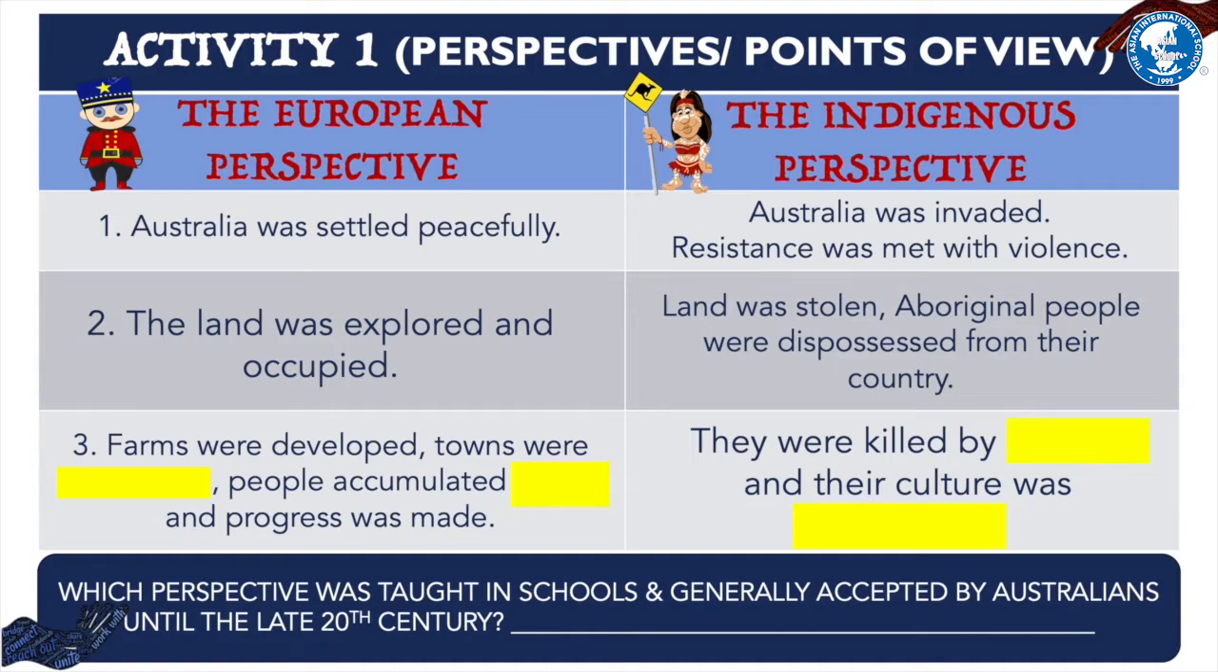Farms were developed and towns were established and people accumulated wealth and progress was made. But on the other hand, they were killed by diseases and their culture was disregarded. Okay, now you have completed a table. Good job! And now, which perspective was taught in schools and generally accepted by Australians until the late 20th century? The answer is, okay, the European perspective. Well done!